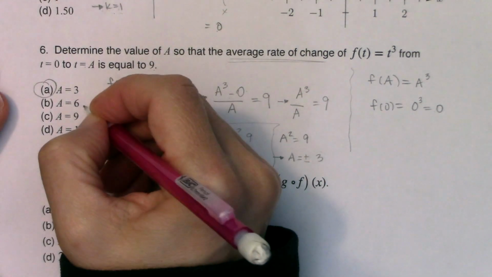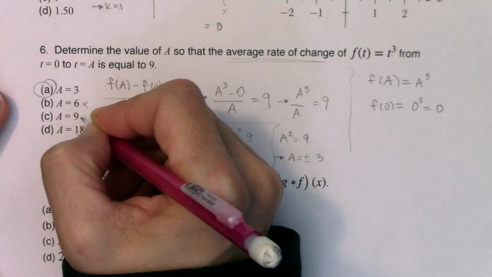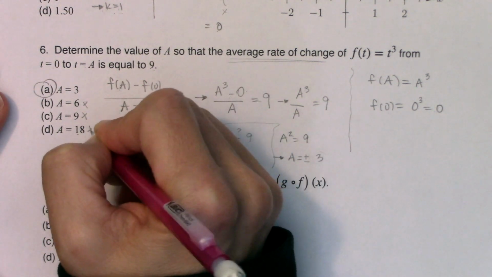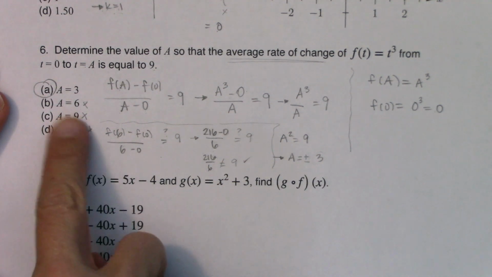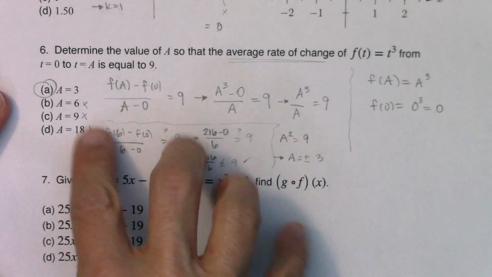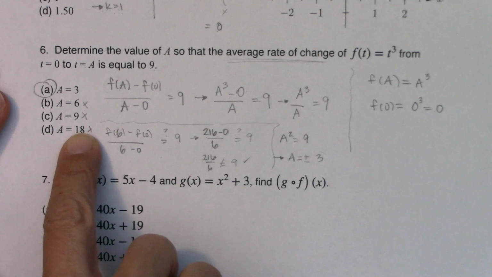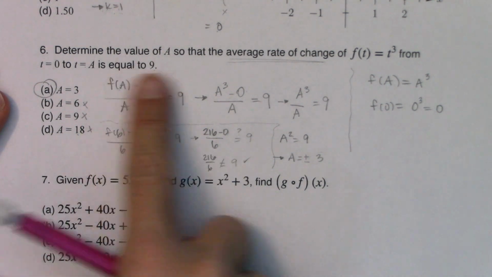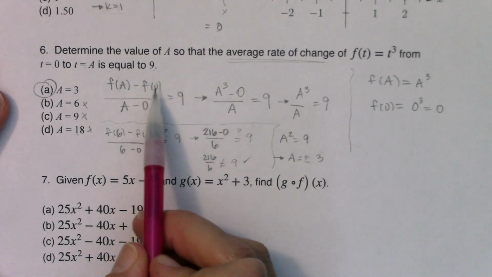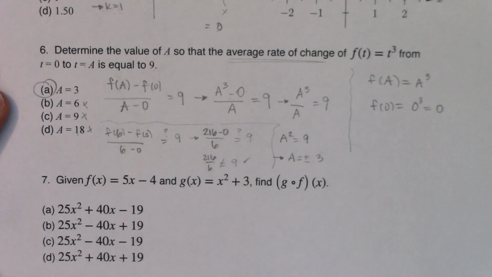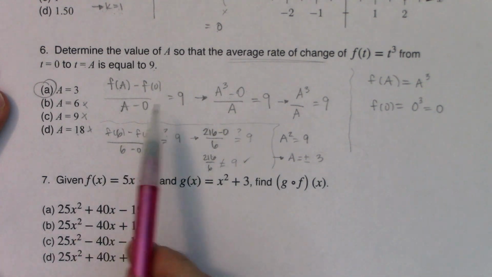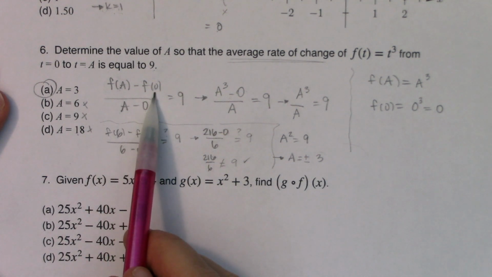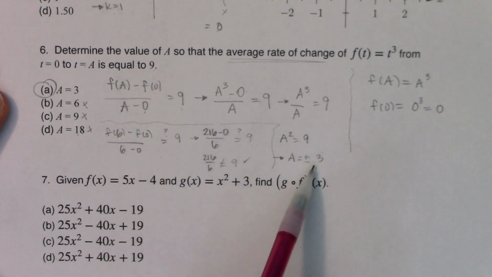So you can see this answer wouldn't work, and I promise if you try 9, that doesn't work, 18 doesn't work. So you could also, now that I'm kind of going on this little tangent, you could plug in all of these options for a and see which one simplified to 9, or you could just do it the algebraic way and solve for a and find out that a is equal to 3, and then that f of a minus f of 0 over a minus 0 would equal 9 so long as a was 3.